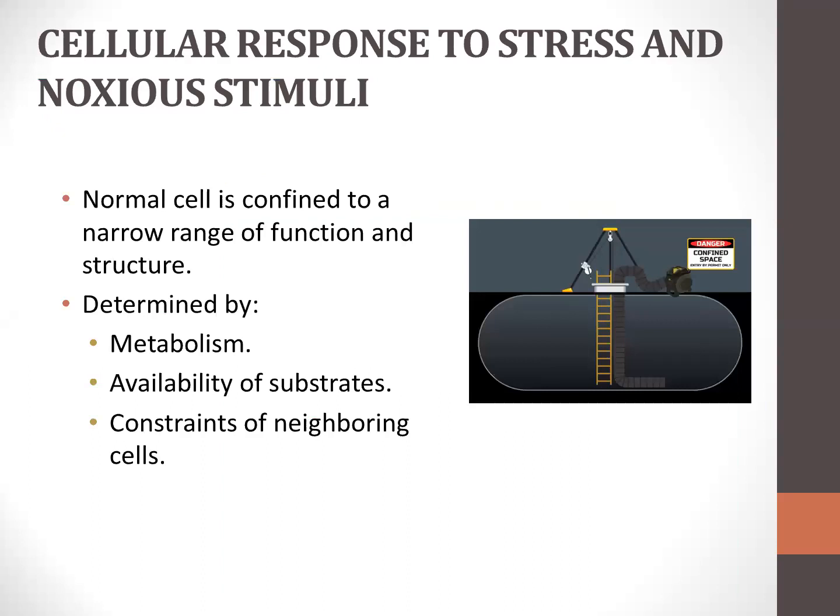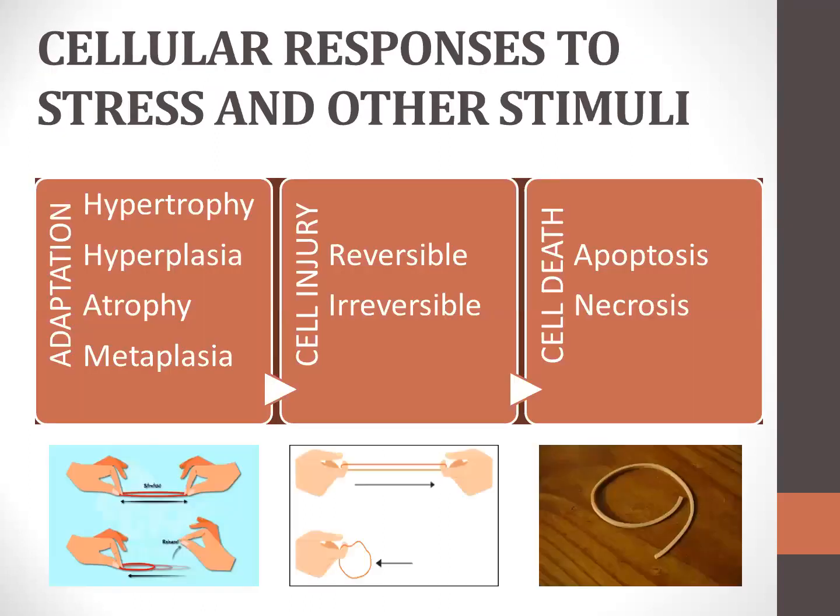Under physiological conditions, the normal cell is confined to a very narrow range of function and structure, and this range is determined by the metabolic rate of the cell, the availability of substrates, and the constraints of neighboring cells. When cells encounter any kind of stress, they respond by various mechanisms. First, they try to adapt. That is called cell adaptation. If the cell is unable to adapt, or if the stimulus is very harmful, very potent, then the cell is injured and eventually it leads to cell death.